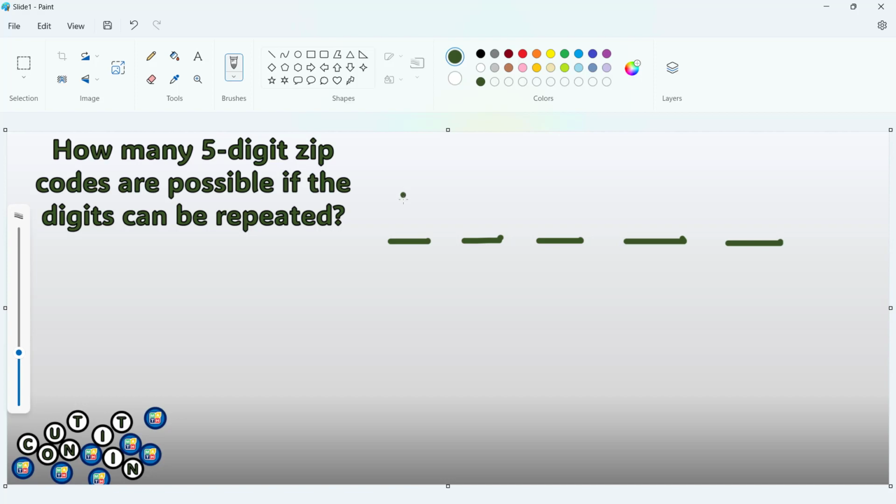That would mean there are 10 possible digits that can be placed here, because zip codes are represented by numeric codes. If you talk about the types of data, they're actually nominal data, but we are using numeric for these types of codes. For the second placement, since digits can be repeated, we could also use 10, because we have 0 until 9 as well. And this is also true for the third, fourth, and fifth digits.